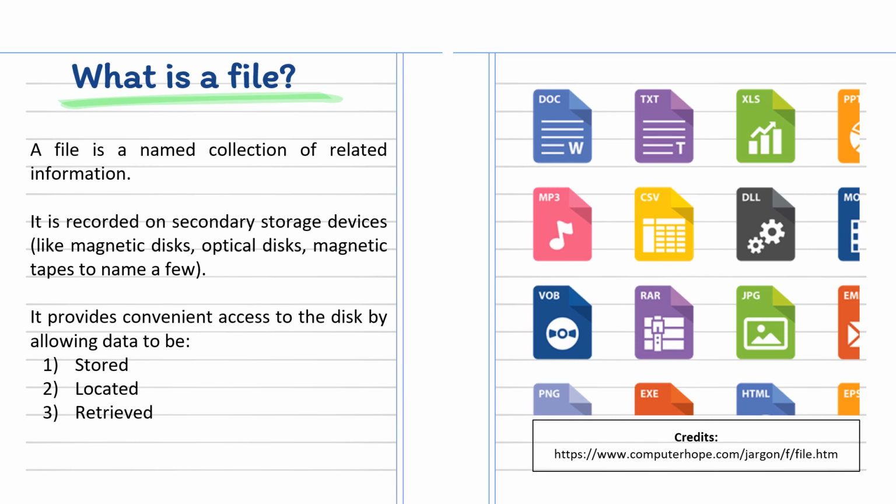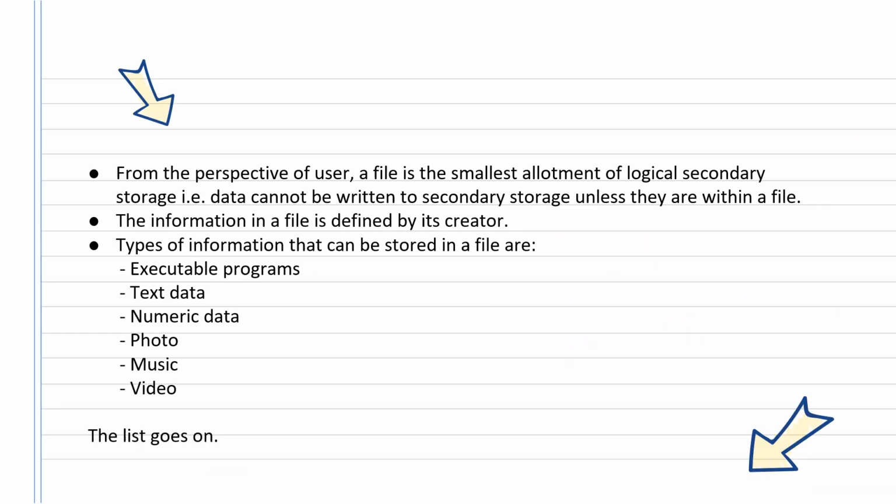A file is a named collection of related information which is usually stored on secondary storage devices like magnetic disks, magnetic tapes, to name a few. It provides convenient access to the disk by allowing data to be stored, located, and retrieved. From the user's perspective, a file is the smallest allotment of logical secondary storage. That is, data cannot be written to secondary storage unless they are within a file. Also, the information in a file is defined by its creator.